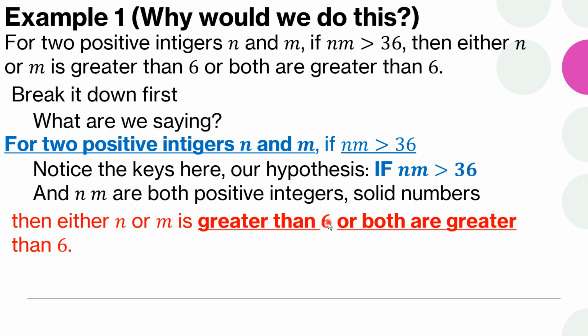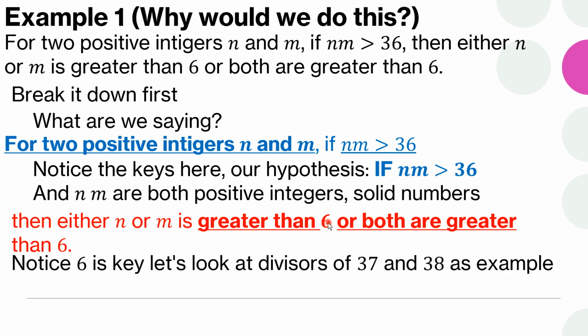As always, it's a good idea to play around with these to get a good feel of what's going on. Since 6 is key, let's look at the divisors of nearby numbers that are bigger than 36. 37? Well, that's easy. It's prime: 1 and 37. Notice 37 is larger than 6. So one of n or m is greater than 6, not both. One is, in this case, 37. For a prime number, that's all we have.